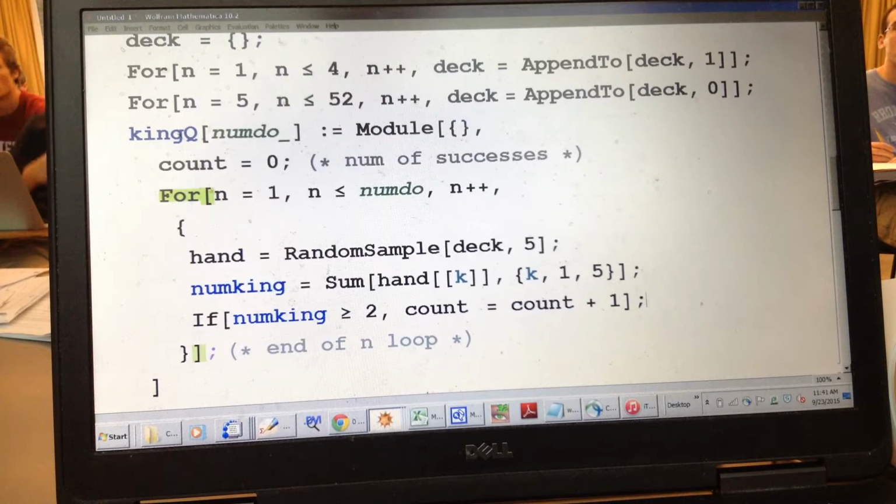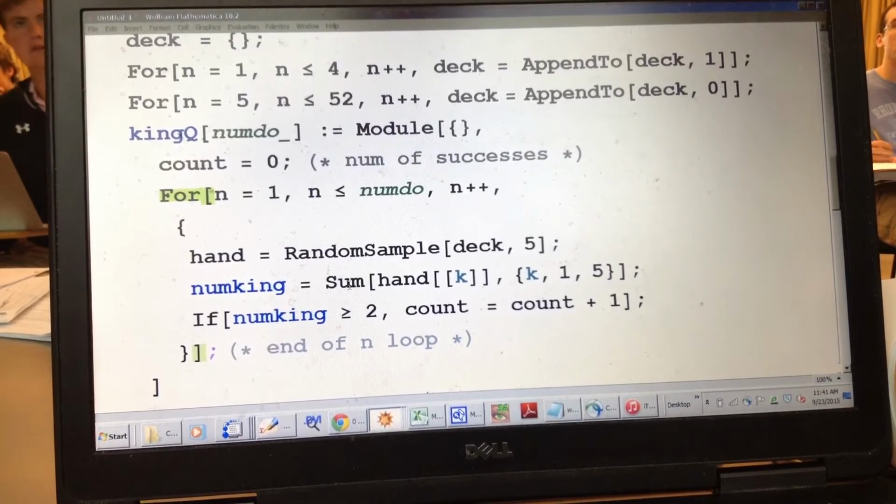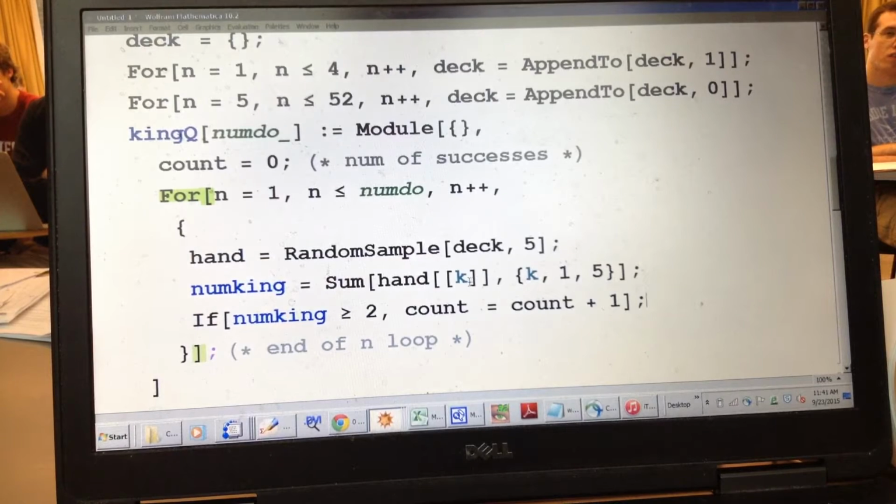Can you explain what the sum function is doing there with the hand? Sure. Read it as: it sums, where the variable k goes from 1 to 5, and it's just adding. This is my summand, my a sub k, it's hand of k. So it's doing hand of 1 plus hand of 2 plus hand of 3 plus hand of 4 plus hand of 5. It's adding the 5 values in your hand. The list is called hand. The list hand has 5 elements: hand 1, hand 2, hand 3, hand 4, hand 5. And the sum takes the elements in hand and adds them all together.